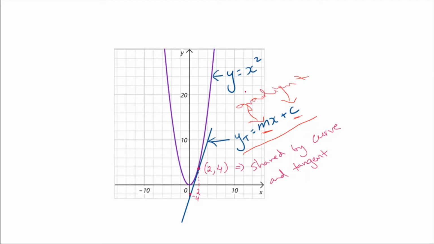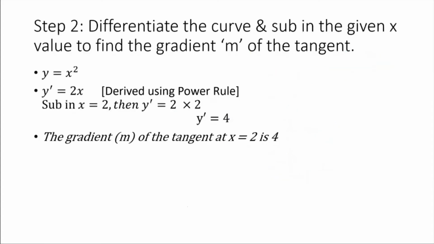Whenever you have any curve, like this y equals x squared, when you differentiate it, you get 2x, and this is your gradient function. Whenever you differentiate a curve, it tells you what the gradient will be at any x value. But in this question, we want the gradient at x equals 2. So that's why we sub 2 into the derived equation. Is that clear? Because that's really important. This is a simple question, but even for harder questions it's the same thing. You differentiate to get the gradient function, and then you sub in the x that you want the gradient at.